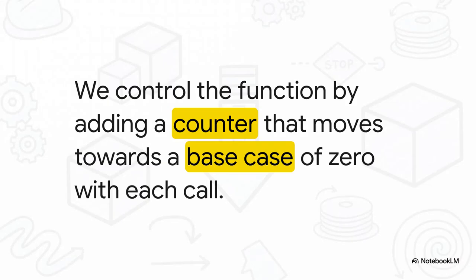So let's go back and fix our broken function. It's actually pretty easy. We just add a counter. Now, every time the function calls itself, it passes along a number that's one smaller than before. That's our convergence. And we add a simple check right at the top: only run if the counter is bigger than 0. That's our base case. And just like that, it's controlled, it's safe, and it works.